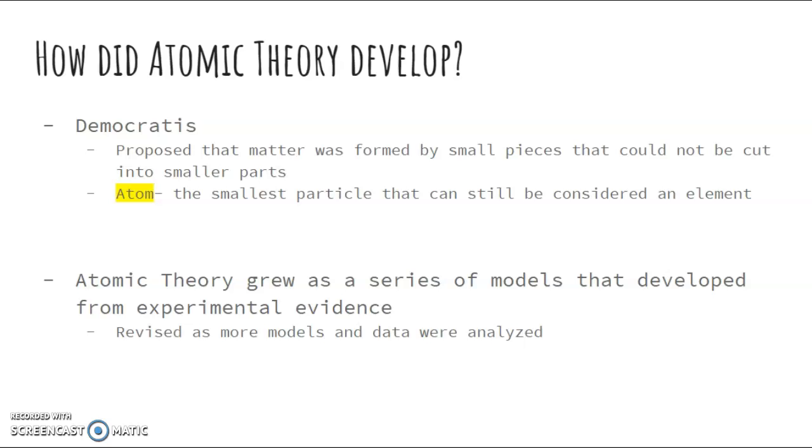So the start of atomic theory started with a Greek philosopher named Democritus. And he proposed that matter was formed by small pieces that could not be cut into smaller parts. And he called it the atom, which is the smallest particle that can still be considered an element. And through time, his theory grew as more models were developed and experimental evidence was gathered.